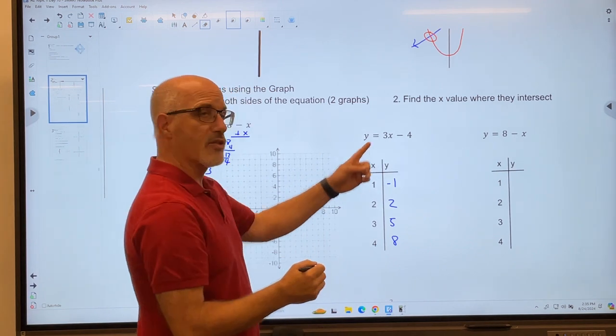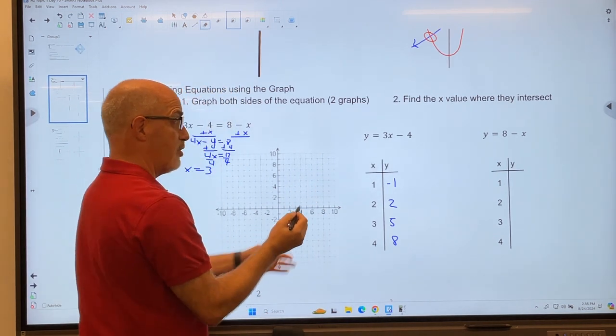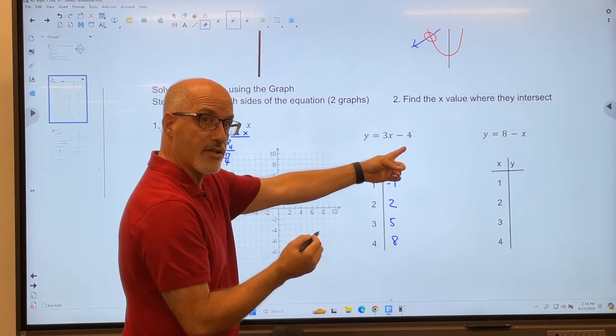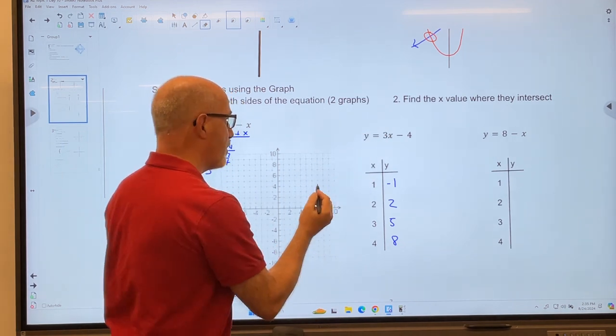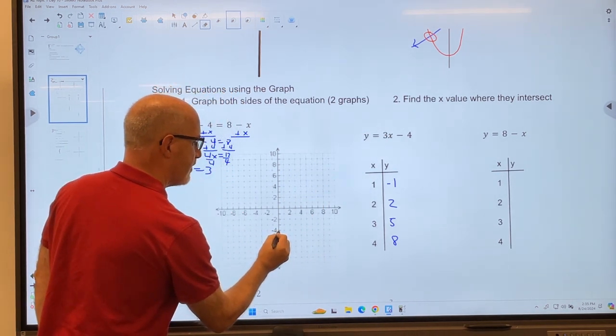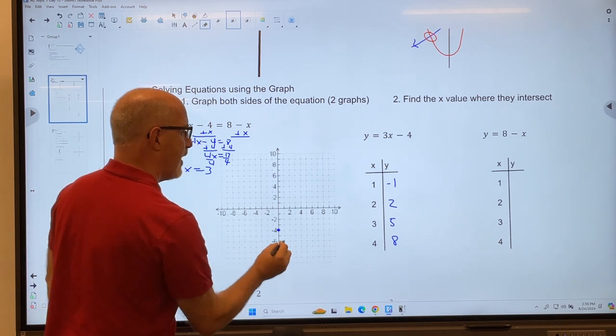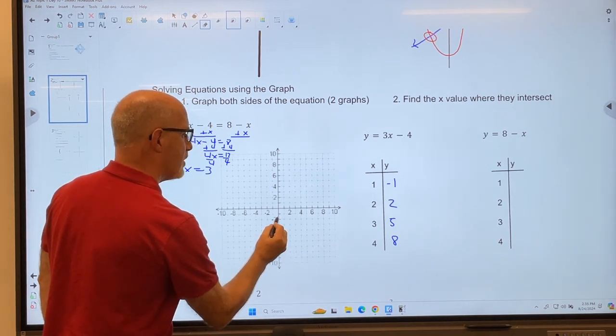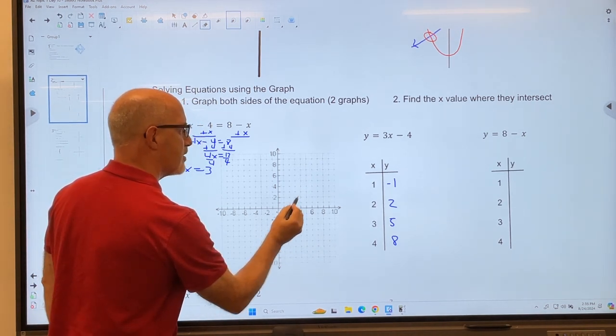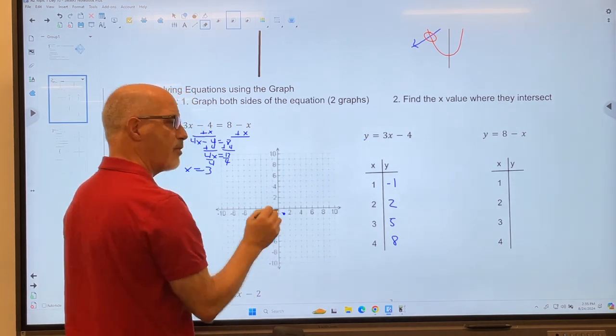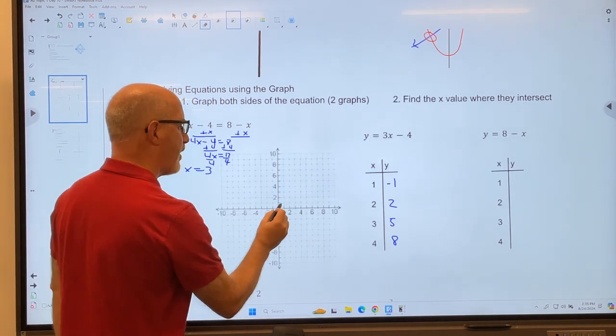The other way to do this graph is, remember, to do it using the y-intercept and the slope. So another way to do it would be to start at -4, and then I would go up 3, 1, 2, 3, and over 1. That's my slope of 3. You make it 3 over 1 to make it a fraction.